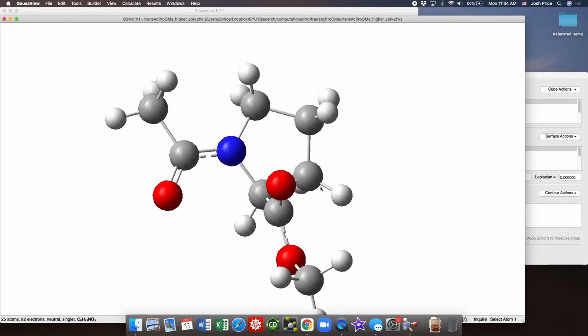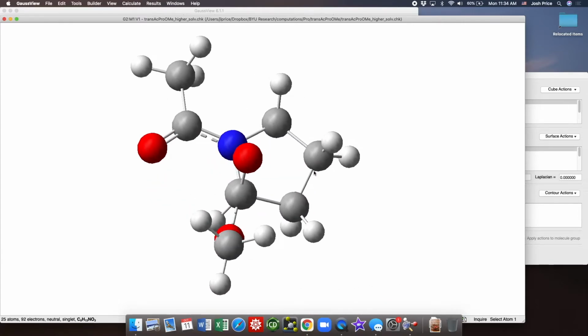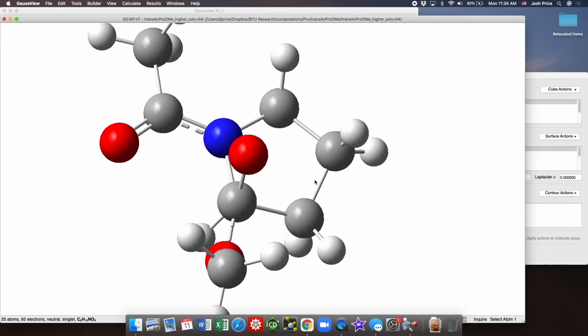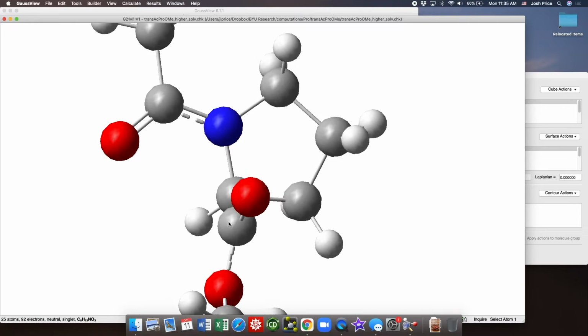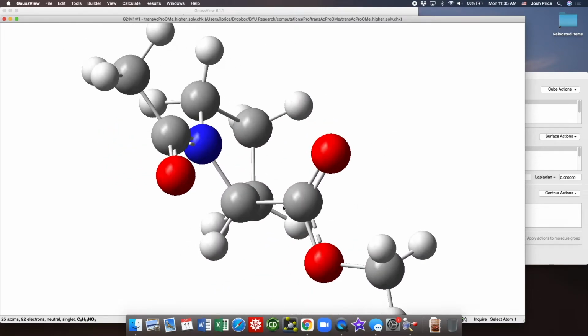We can measure the extent to which this carbon is pyramidal by measuring a weird dihedral angle. So I'm going to click 4 atoms in this order. If it were trigonal planar, this number would be 0, and it's 1.5, which is a fair amount of pyramidalization.